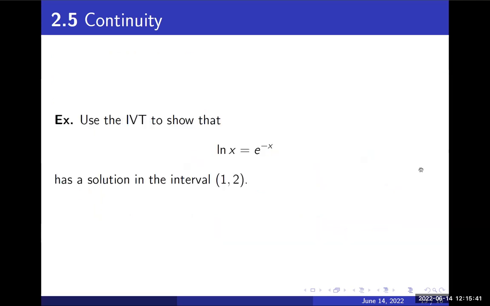Okay, let's take a look at this example. How is this useful? How's this going to come into play? Let's use the intermediate value theorem to show that this equation has a solution in the interval from 1 to 2. Okay, I'm going to write this out. Natural log of x equal to e to the negative x has a solution in the interval from 1 to 2.